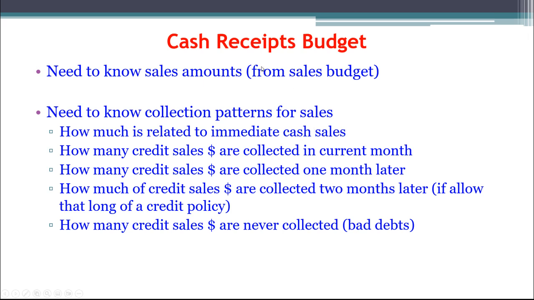We'll collect that sale this month. How much are credit sales that are still collected in this current month, maybe later in the month though? How many credit sales dollars do we have that are collected 1 month later, and maybe even 2 months later if we allow it? And unfortunately, when you allow payment over time, you're generally going to have a situation where some customers don't pay at all. So there we have bad debts that we're dealing with.